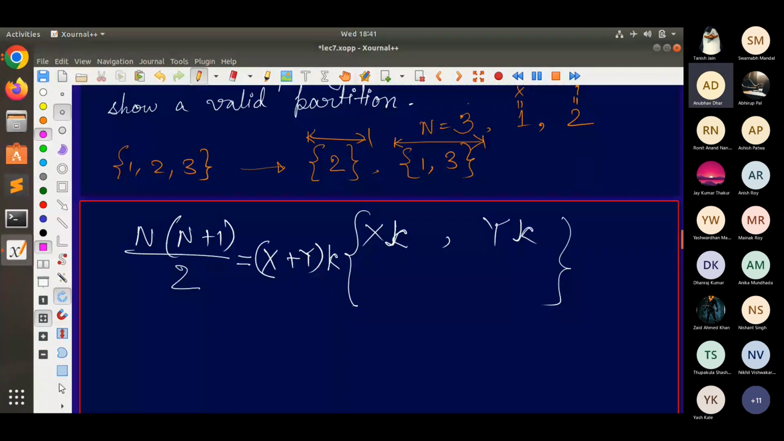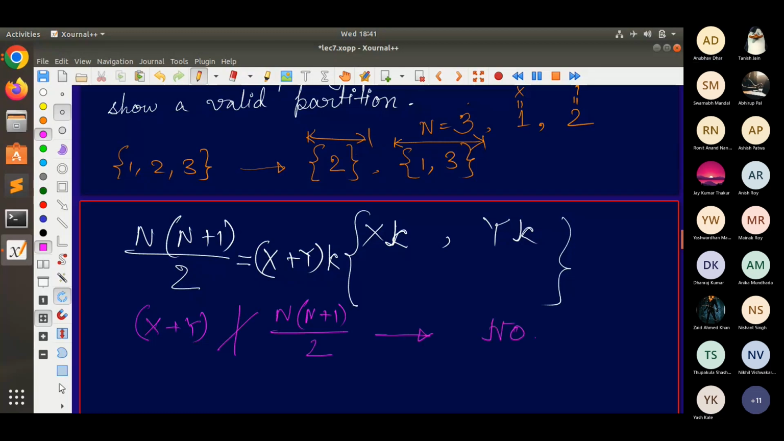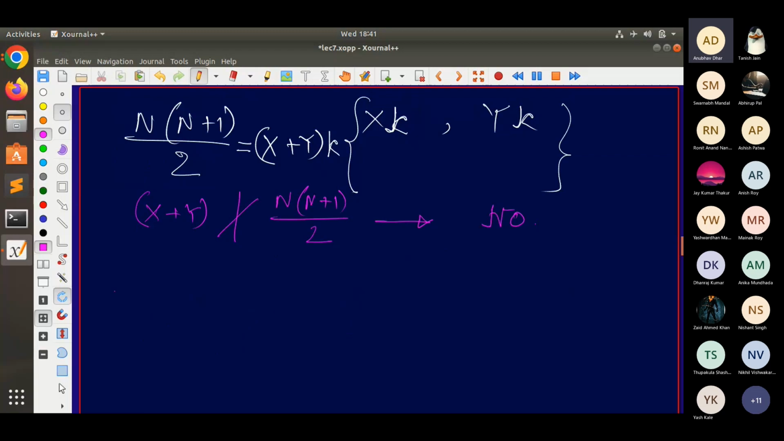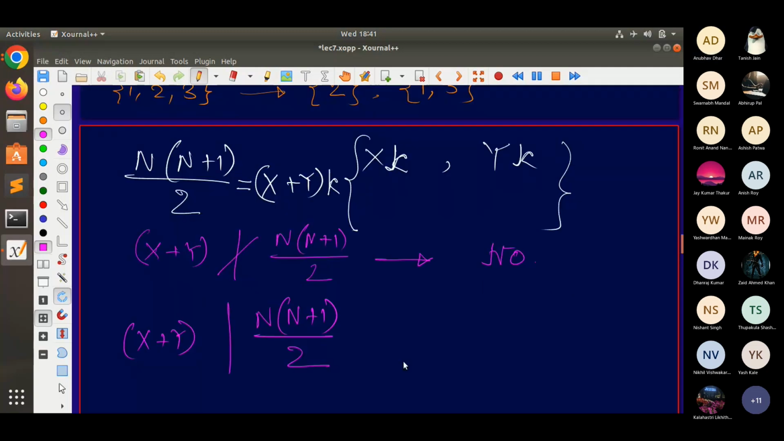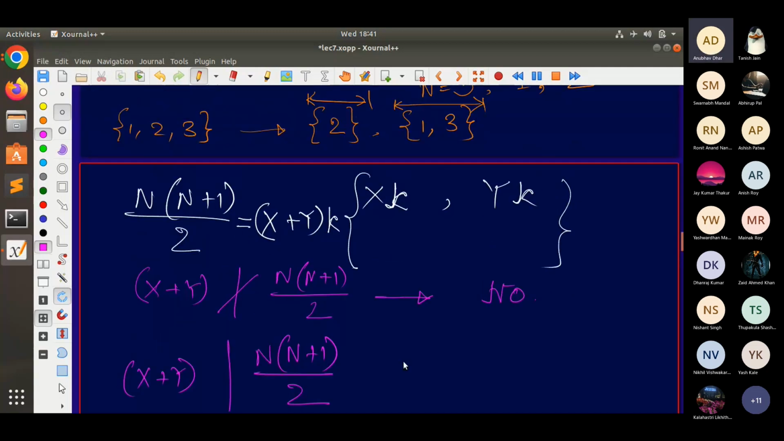That is very correct. So if x plus y does not divide n into n plus 1 by 2, then you should simply output no. Now the deeper question: if x plus y is indeed a factor of this thing, then is it always yes, or is it sometimes yes, sometimes no? Depends on something else. Okay, so someone else was saying something regarding seeing from 0th index.